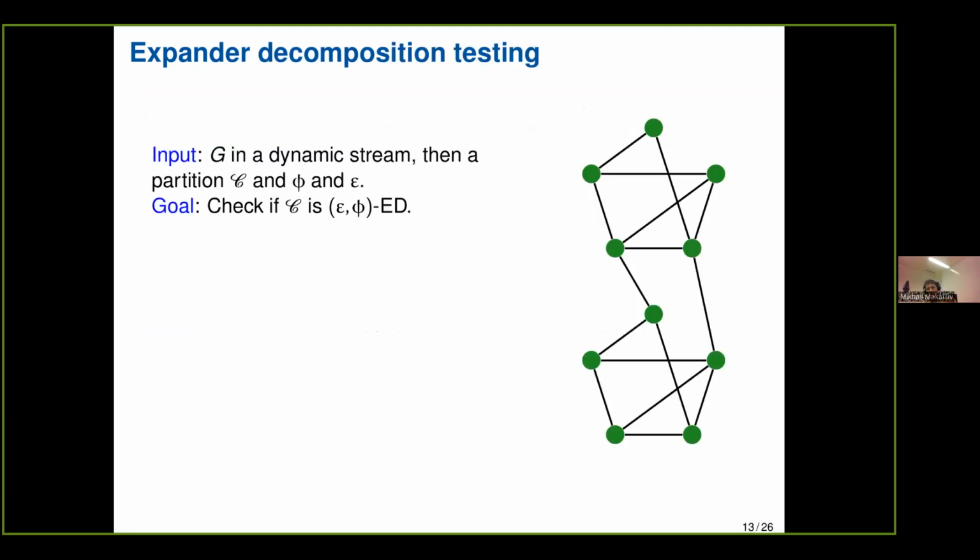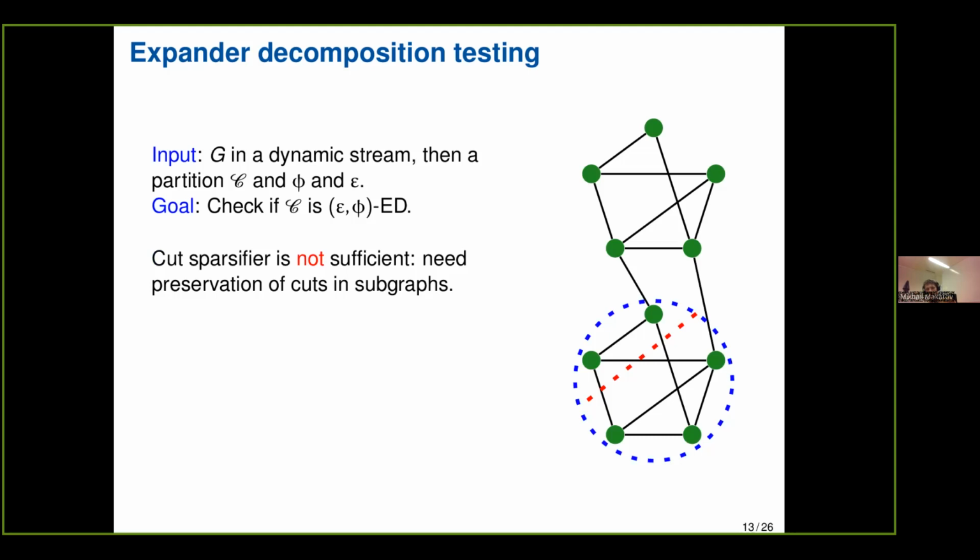Okay, let's try to apply the same approach to a different problem, testing if a clustering C is an expander decomposition. And here we are given G in the dynamic stream, then crucially, only after the stream are we given the partition C and values phi and epsilon. And our goal is to check if C is an epsilon phi expander decomposition.